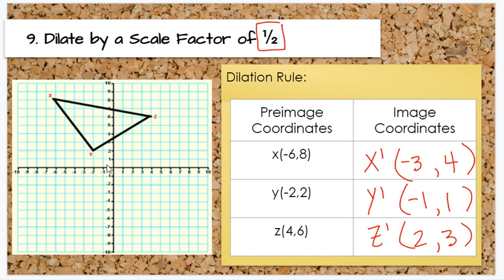So I'm going to start at 0, 0 and go left 3 and up 4. And that is my X prime. Start at 0, 0, go left 1 and up 1. That is my Y prime. And then 2, 3, so right 2 and up 3, that is my Z prime. And there is my new triangle. Triangle X prime, Y prime, Z prime. How'd you do?